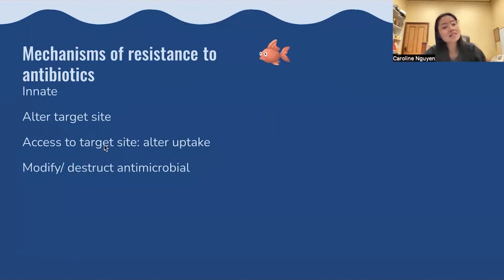Others change the access to target sites. So some antibiotics may reach the microbe, but they can't go in, in high numbers. And some microbes have the ability to destroy antibiotics.